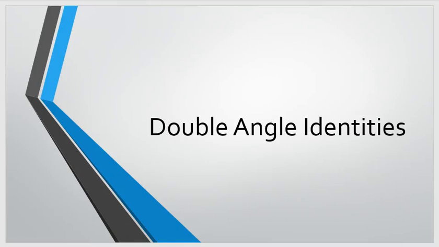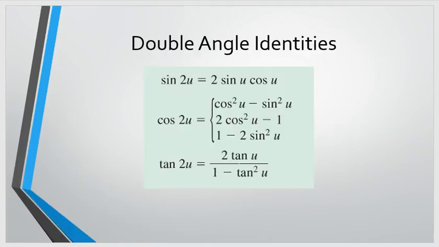After the topic on how to evaluate trig functions with two angles being added together, like sine of 30 plus 45, now we're going to be looking at what happens when you have a trig function of 2 times an angle, like sine of 2 times 30 degrees. So here we have what are called the double angle identities.